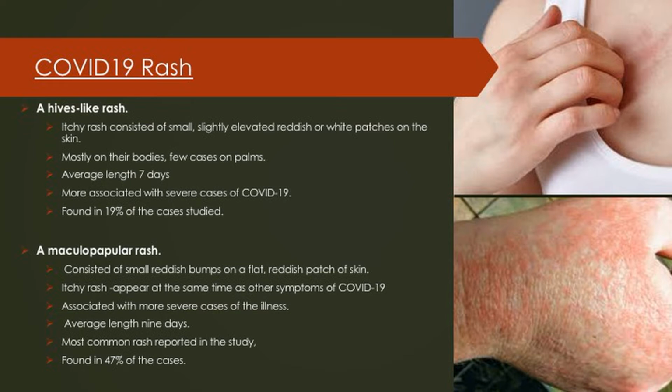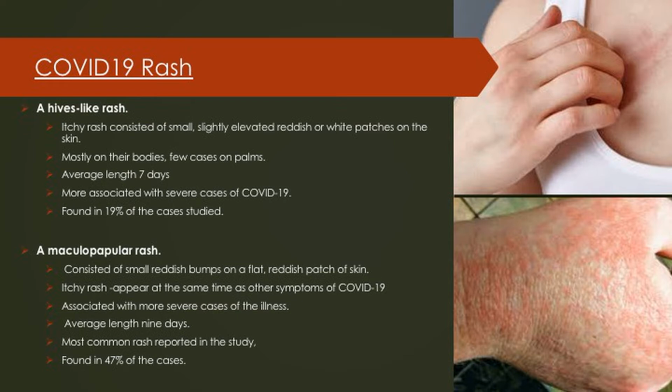It can be a hive-like rash, like the picture you see in the upper right. It's an itchy rash, and it contains these little tiny red marks. It can be anywhere in your body, your chest or all over. And they love patches on the skin. But it's mostly on your body. But it can be some cases where it's found actually on the palms of the hand. The average length of days that this rash lasts is 7 days. And it's mostly associated with severe cases of COVID-19. And it's found from the studies in 19% of cases that have been reported.